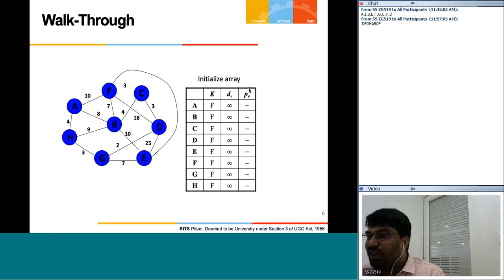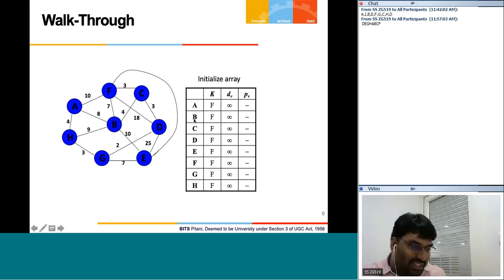You understood? K is whether you have visited or not. DV is the distance to its adjacent vertices, and PV stands for the parent of the visited vertices. Now, why have I written all infinite? For instance, are these weights written or not? Is this a weighted graph or an unweighted graph?